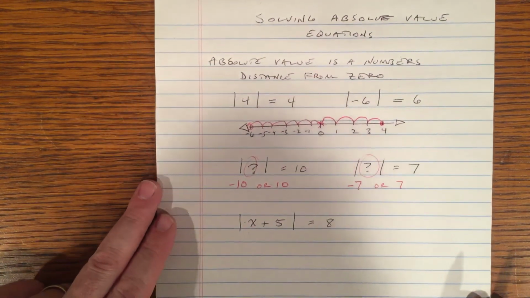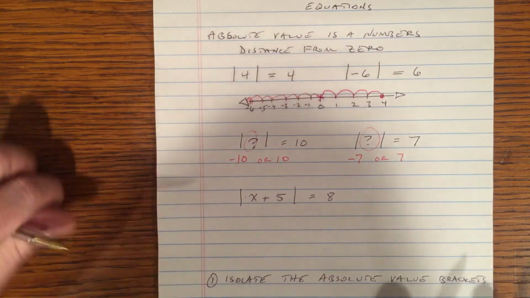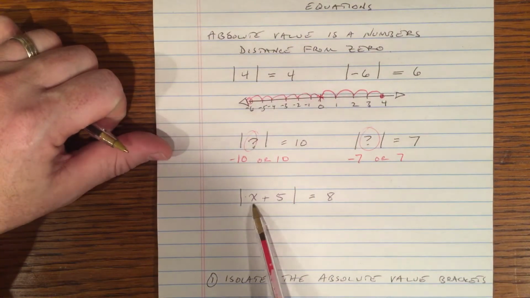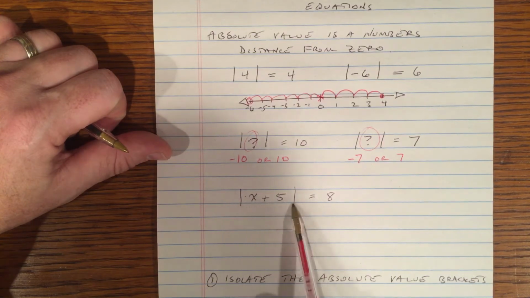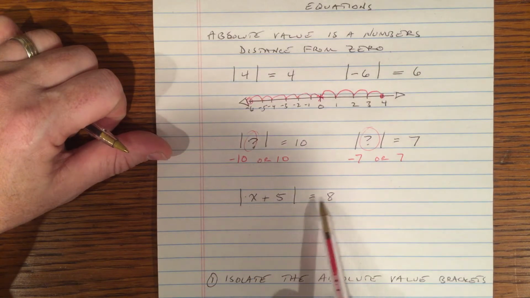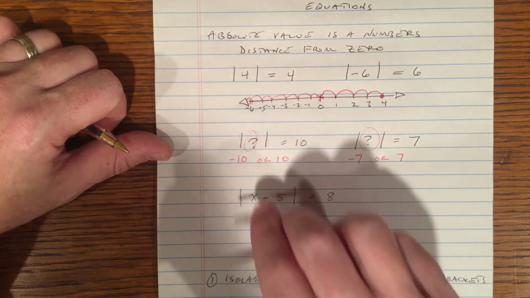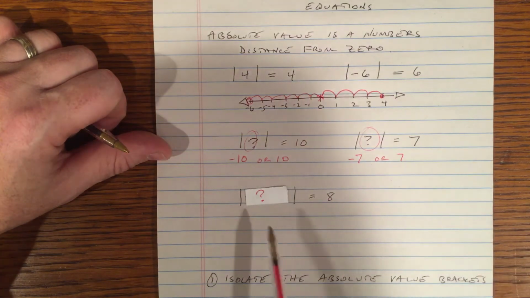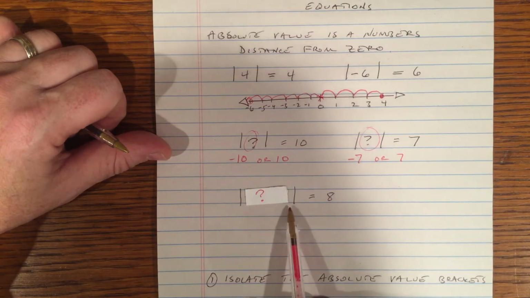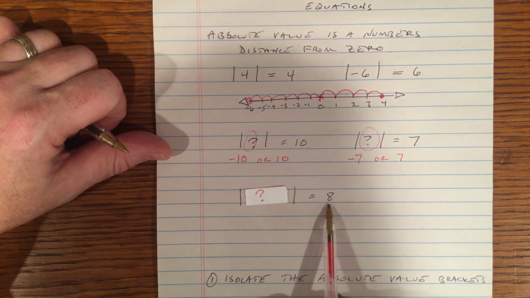But you have been asked to solve equations. So let's look at one of these equations where we have this unknown x. 5 is being added to it, and then it's inside the absolute value brackets, and then finally, it has to equal 8. So we need to think about this as, okay, what values could be inside these absolute value brackets that give us 8?